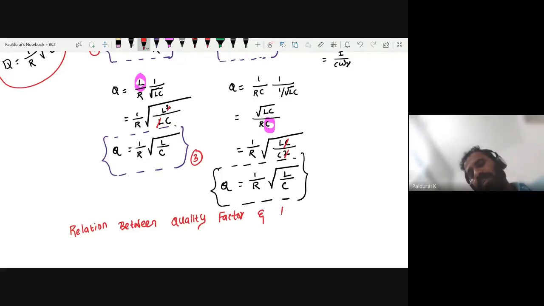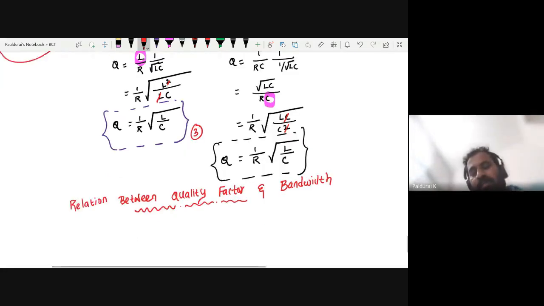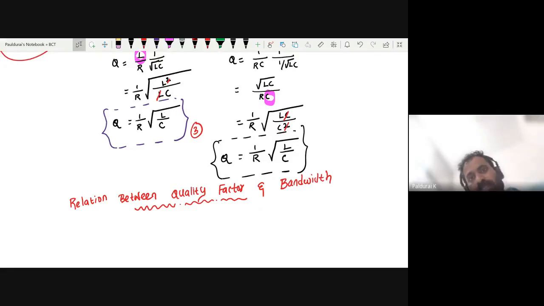Relation between quality factor and bandwidth. Any guess, at least without deriving: if quality factor increases, what will happen to bandwidth? Bandwidth decreases. Both are inversely proportional to each other. From a communication point of view, we can talk about this in an interesting way.